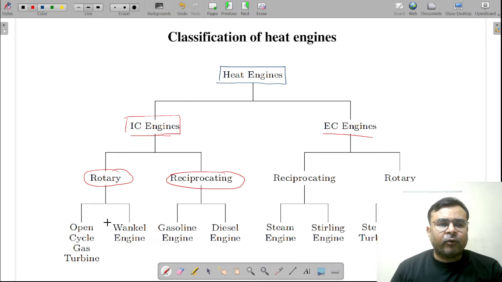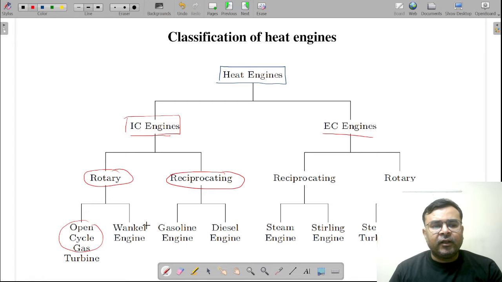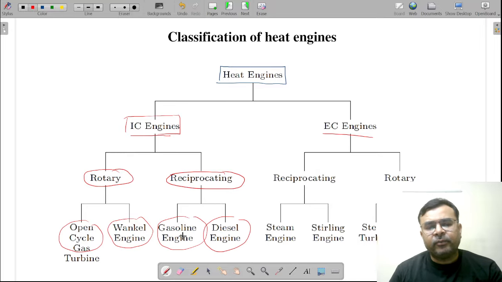And if I talk about rotary engine, of course, then here we have open cycle gas turbine or Wankel engine. Is it right? And in reciprocating engine, here we have gasoline engine and diesel engine. Gasoline means petrol engine. Is that right? Correct. So this is the detailed classification of IC engine, and of course we only deal with the reciprocating engine, and I'm not covering the rotary engine.